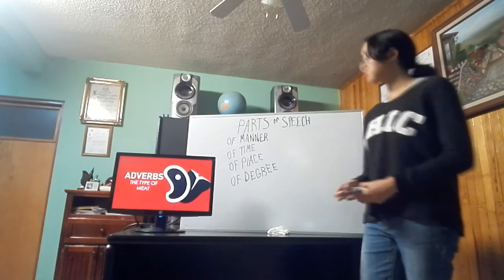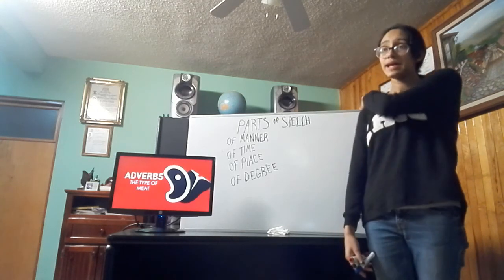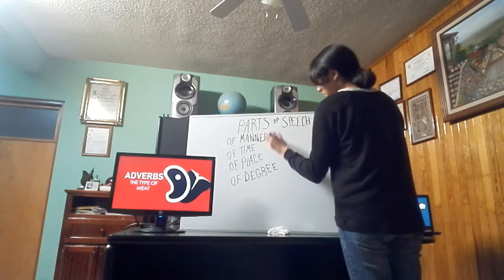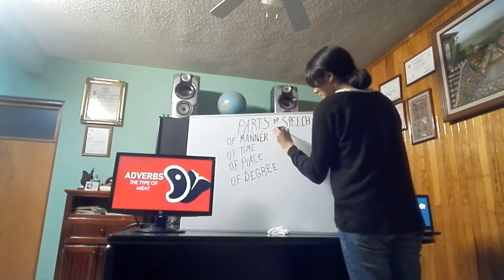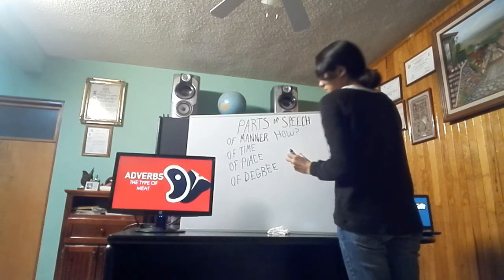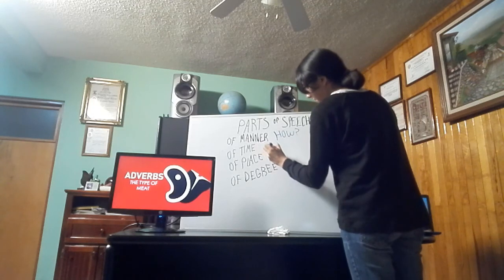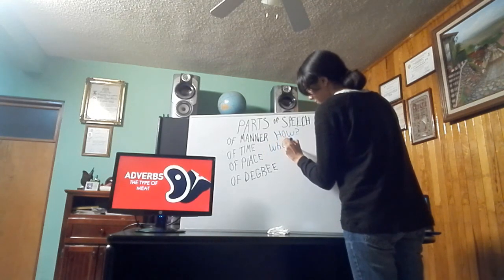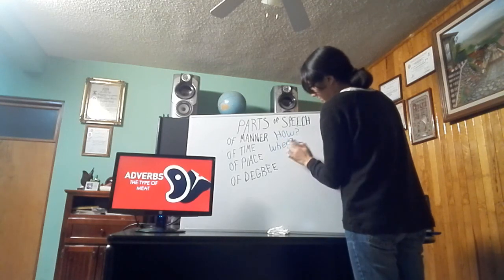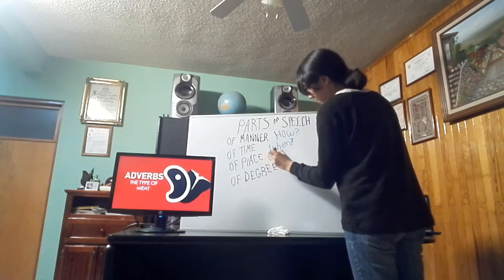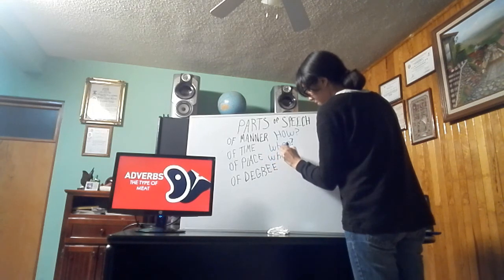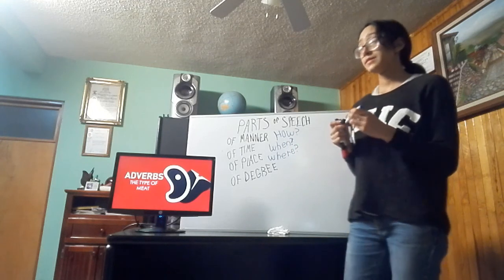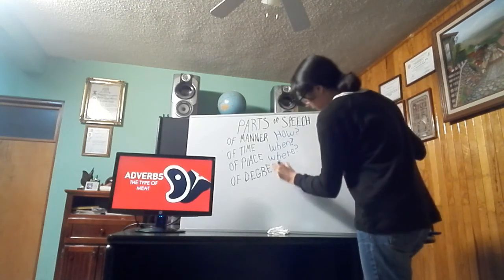First, when it comes to the adverbs, we have to think of them as questions. First of all, of manner. You have to ask yourself how. When you think of time, you have to ask yourself when. When you think of place, you need to ask yourself where. And when you think of degree, you have to ask yourself how much.